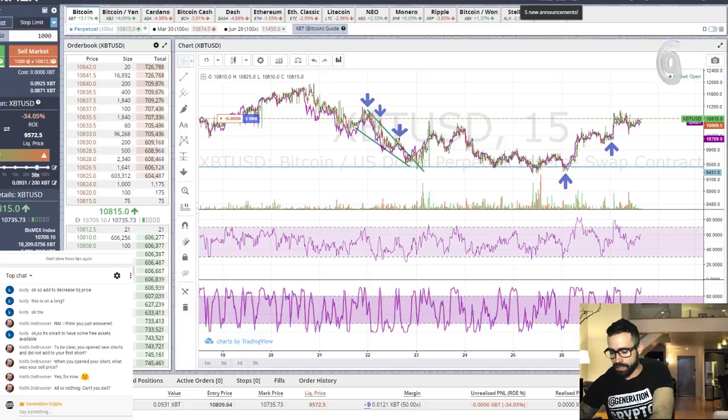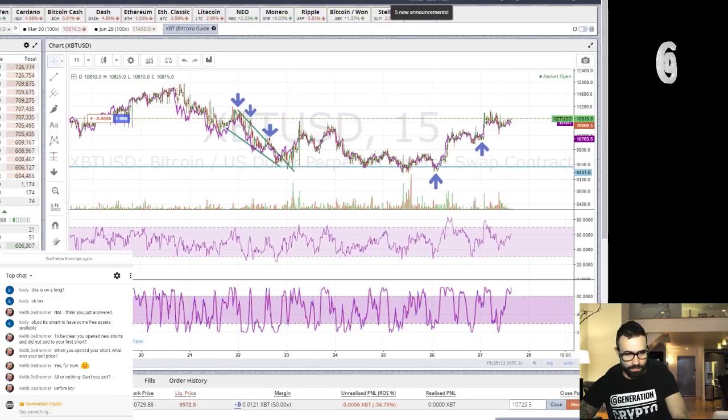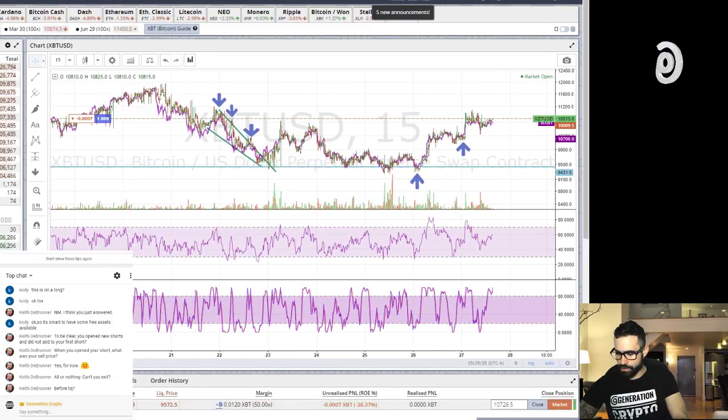You can exit at any time, right? If the chart starts going the wrong way, you can absolutely exit before liquidation by doing a market close, and I'll show you that. So you could come on here and click market close, and it would close that position at market price.